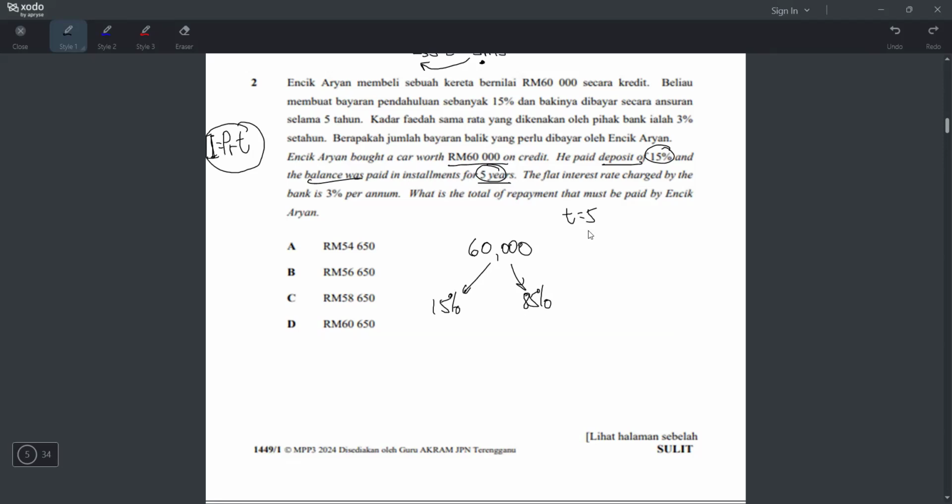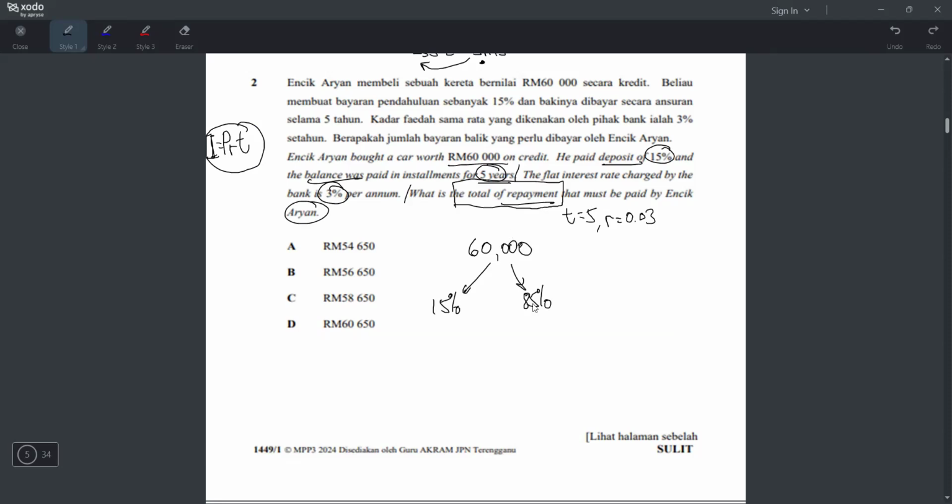So the installment is 5 years, T is 5. The flat interest rate charged by the bank is 3%. So this will be the R later. The R which is 0.03. Okay. 3% means 3 divided by 100. And then they ask what is the total repayment that must be paid by Encik Aryan. So what they're asking is to find out the total amount yang you kena bayar balik kepada bank. It means you pinjam 85%, but what is the total repayment? The total loan repayment, right? That's what they are asking.